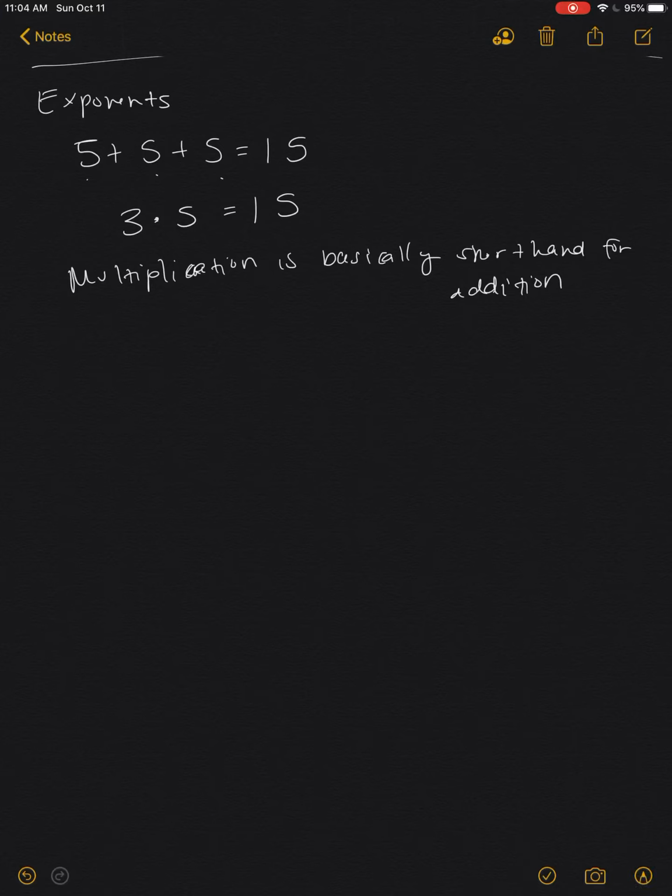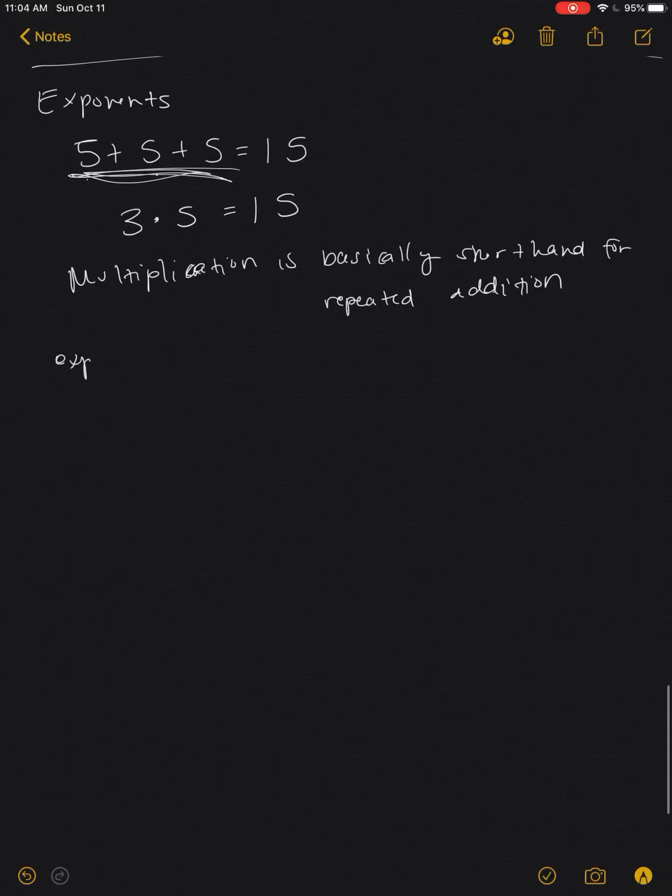Instead of saying 5 plus 5 plus 5, I can just shorten it and say there are 3 fives, 3 times 5 gives me 15. So multiplication is like the shorthand for addition. I should be clear, I should say repeated addition. It's not going to work for 5 plus 3 plus 7 or whatever. It has to be repeated. That comes in handy when you have 10 plus 10 plus 10 plus 10 plus 10 plus 10 plus 10, a ton of 10s, and you don't want to write it all out. You can just count, there are 7 tens, so 7 times 10 gives me 70.